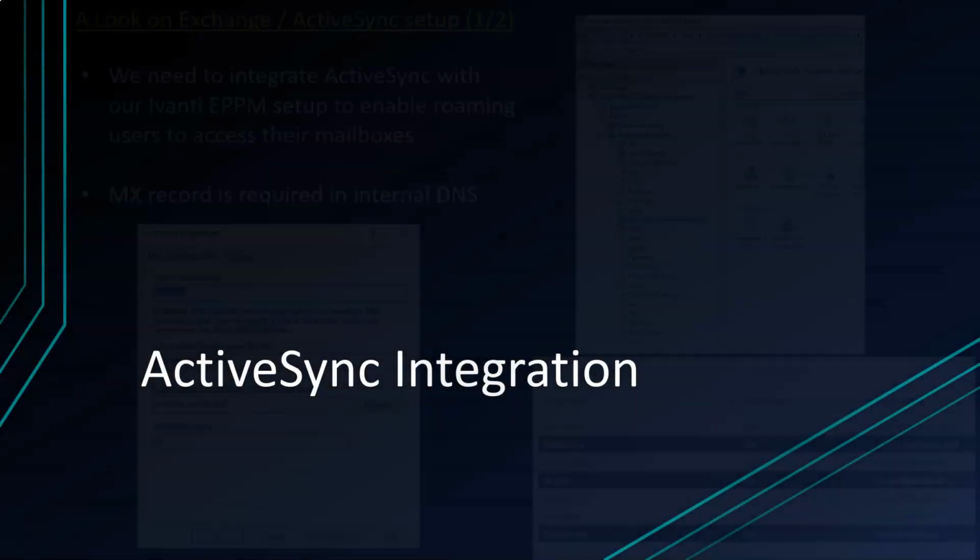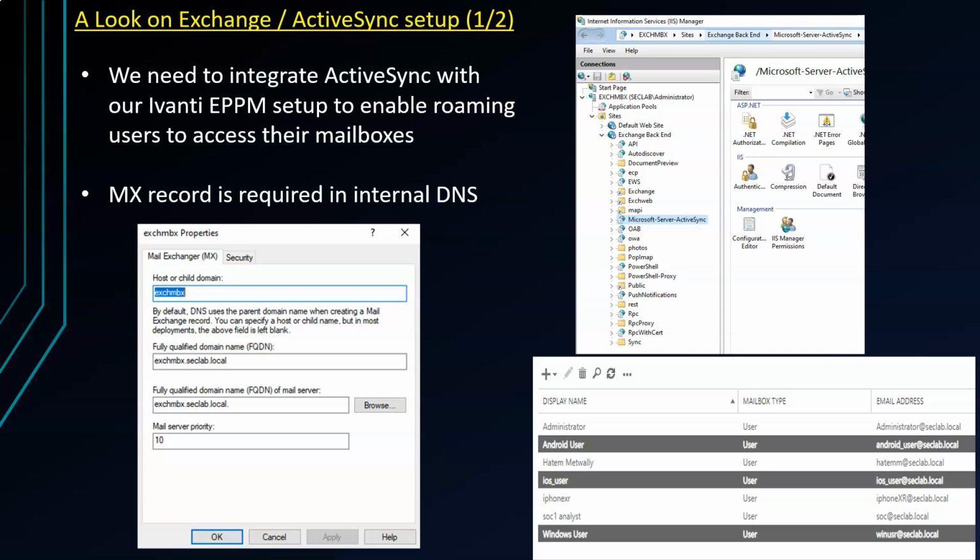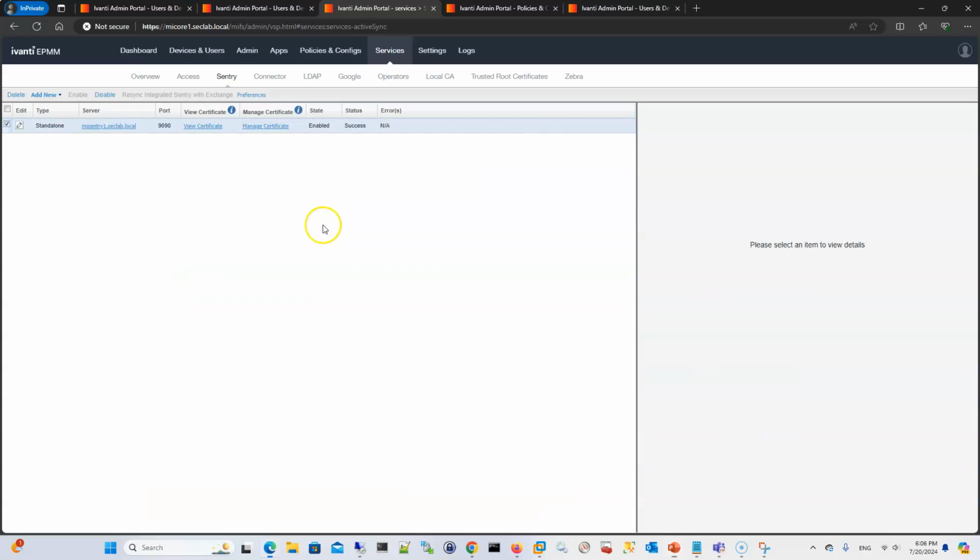So the ActiveSync integration lesson here will start by having a look at the Exchange ActiveSync setup that I have in my lab. Basically I have one Exchange server installed, with the ActiveSync role already coming inside the Exchange installation. In my Exchange I have multiple users with multiple mailboxes. We're going to focus on 3 mailboxes: the Android user at clab.local, the iOS user at clab.local, and the Windows user at clab.local, because we have already integrated the 3 devices into our EPMM, as you remember.